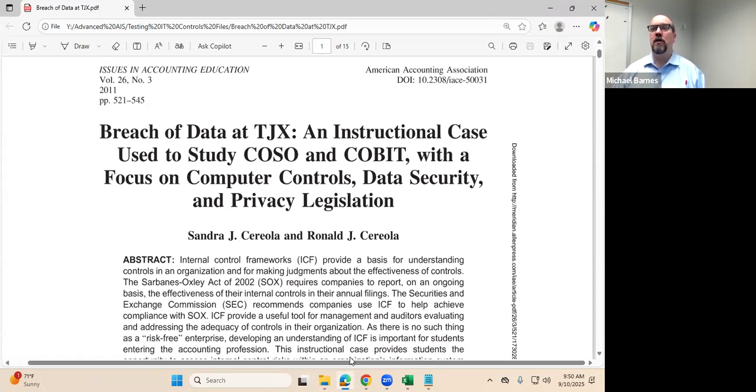They made some updates to it in 2013, but none of the components have actually changed. So it's exactly the same 5 components. The COBIT framework has changed. There's actually a newer component to it. I think we had to do 4 for this case, and there's 5 now.